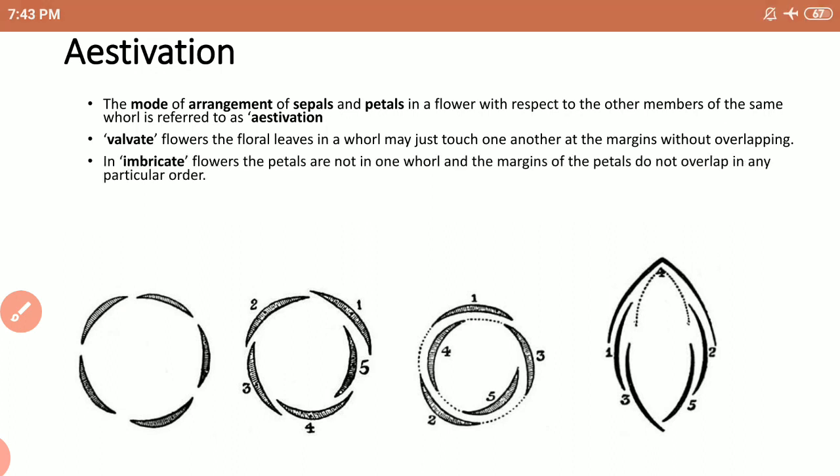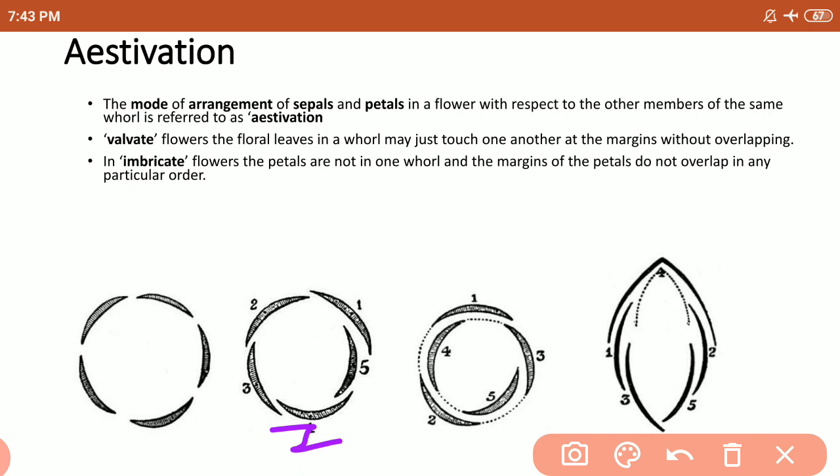Okay. Next is the imbricate estivation. This is the imbricate estivation. The petals are not in one whorl. Okay, here we see some petals are in the outer position and some petals are in the inner position. The margins of the petals overlap in no particular order. Okay, it is called the imbricate estivation.